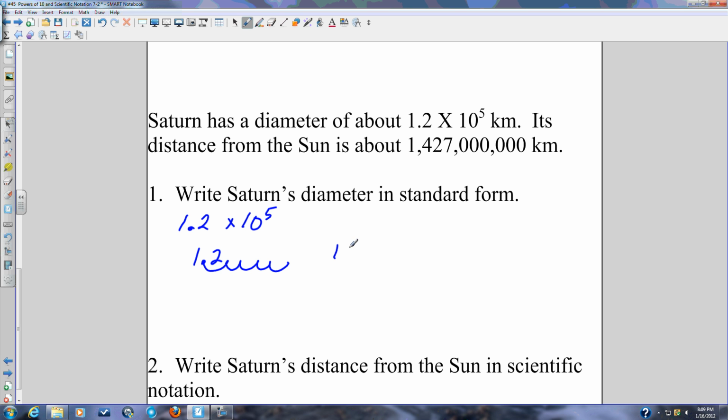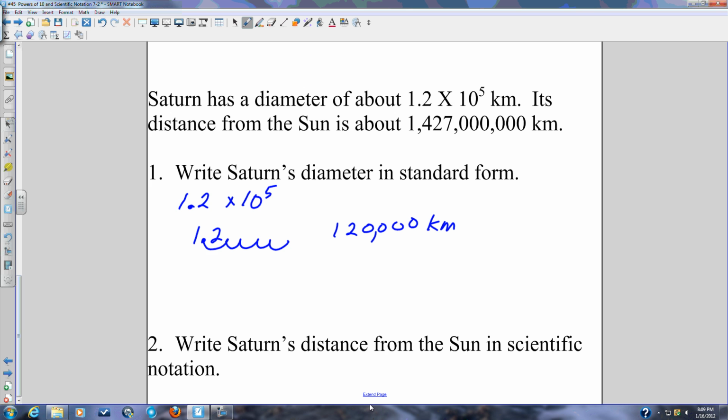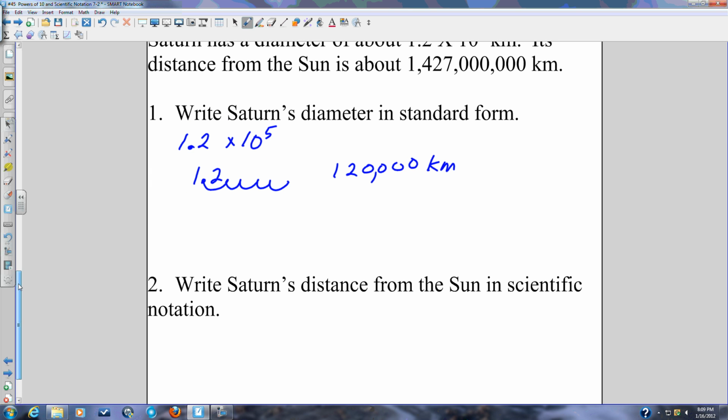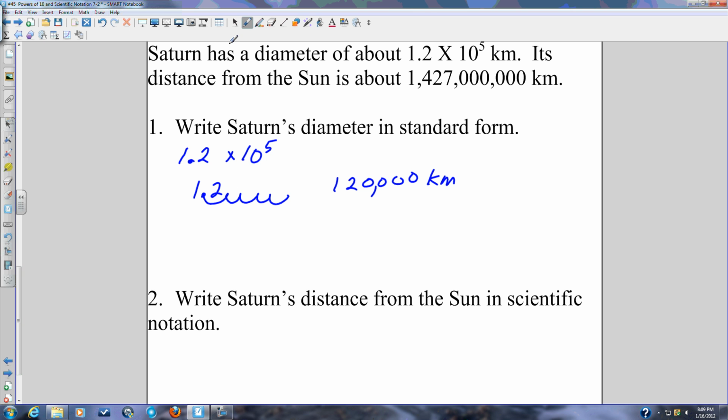So we are going to have 12 followed by 4 zeros in this case. So we get 120,000 kilometers. Now moving on to the next problem, it says write Saturn's distance from the Sun in scientific notation. So the distance from the Sun is 1,427,000,000 kilometers. We want to write that in scientific notation.